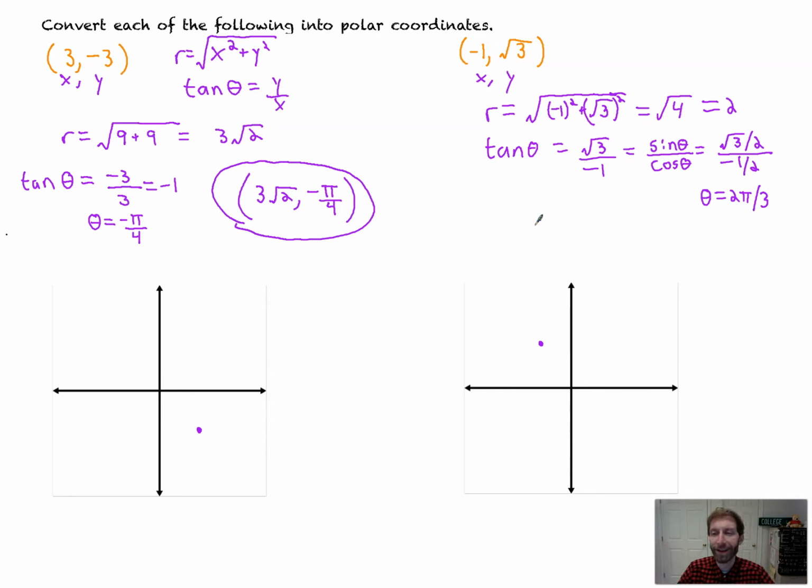All right, so now r comma theta will be 2 comma 2 pi over 3, which makes sense because we're going to rotate to 2 pi over 3. That's roughly where the point is, and then extend out 2. All right, so that's it.